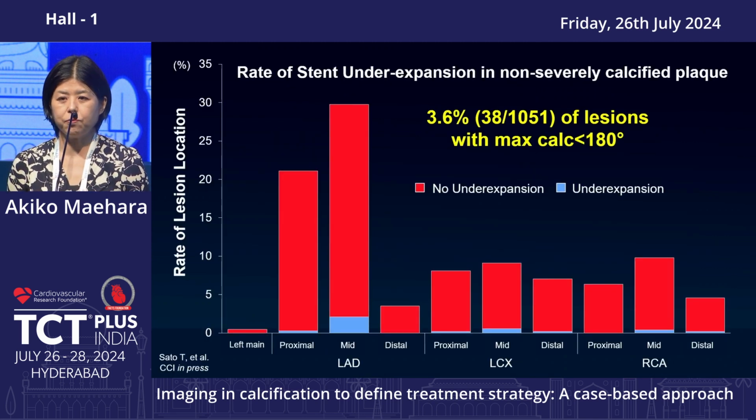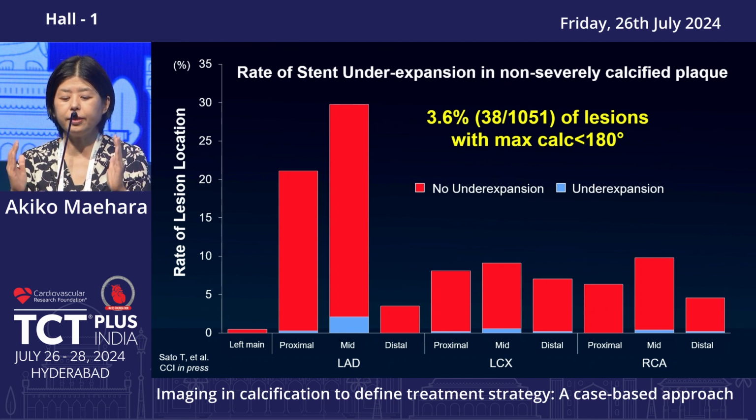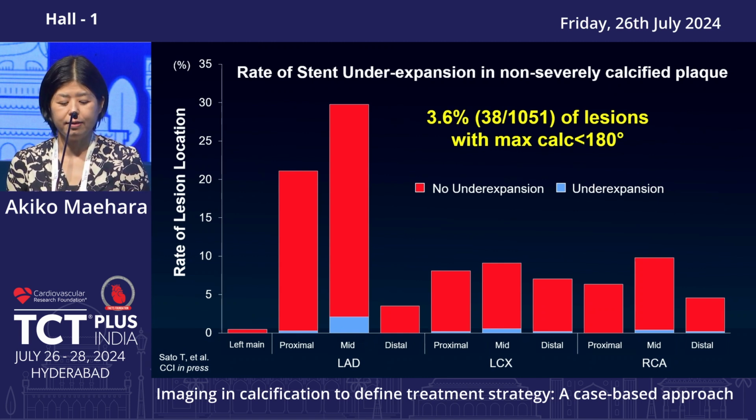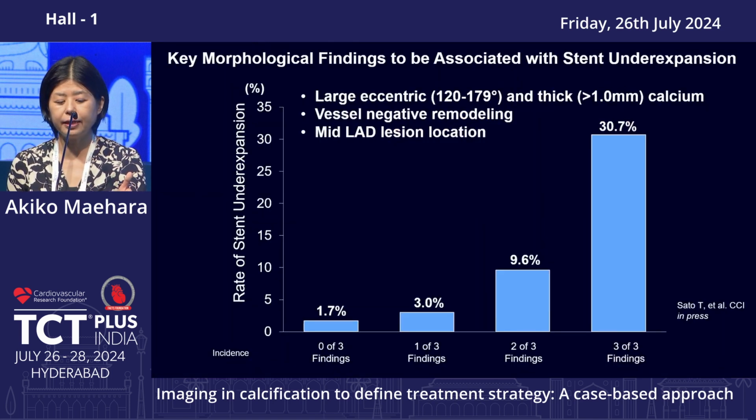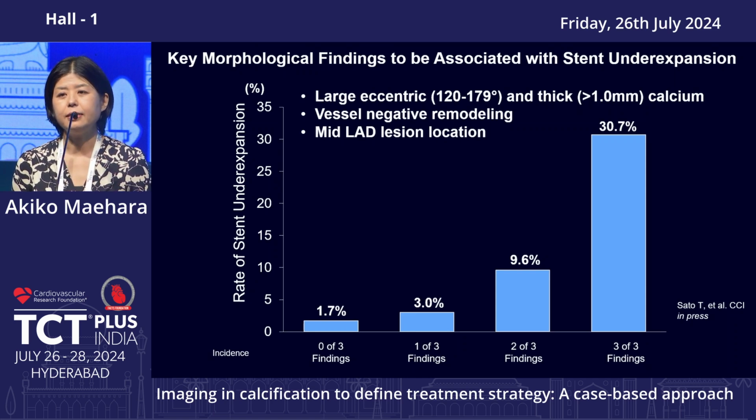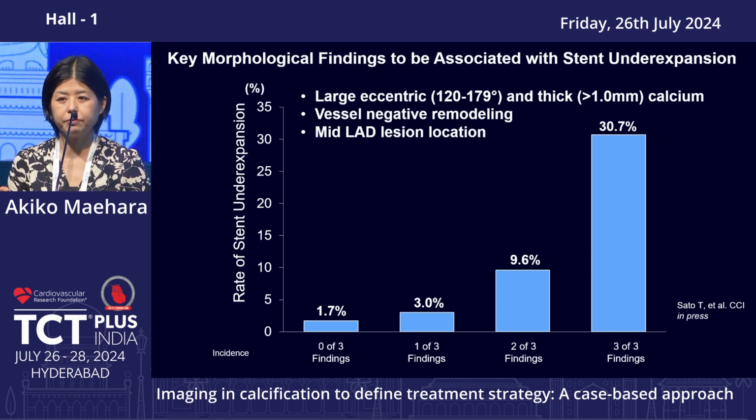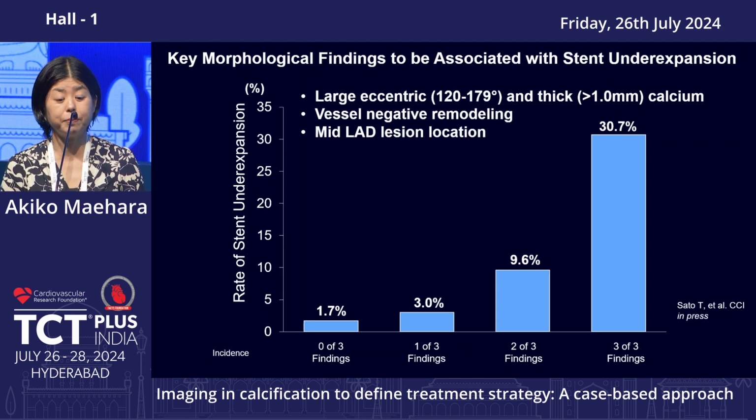And to answer that question, we systematically looked into all regions having less than 180 degree calcium. This is about 1,000 cases. And we found underexpansion is only 3.6%, which is very rare. However, if underexpansion occurs, most of the time it's mid-LAD, and what we found is mid-LAD is important, also the negative remodeling is important, and large concentric calcium is important. So if those are all together, even with less than 180 degree, that's causing underexpansion up to 30%. So those we have to consider more carefully in terms of the calcium treatment.